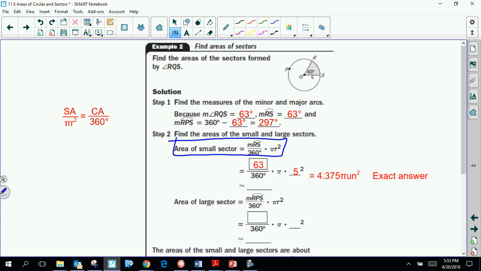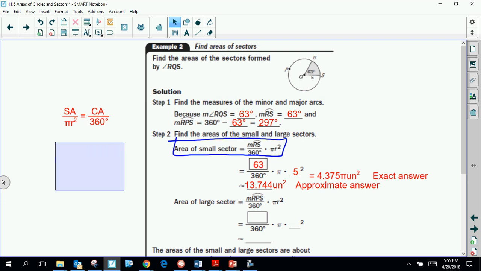Now, the exact answer is 4.37 pi units squared. We don't know the units, whether it's inches or centimeters or whatever, so you just generically use "un" to abbreviate units squared in this case. So that's the exact answer. The approximate answer would be that multiplied by pi, so about 13.7 units squared.